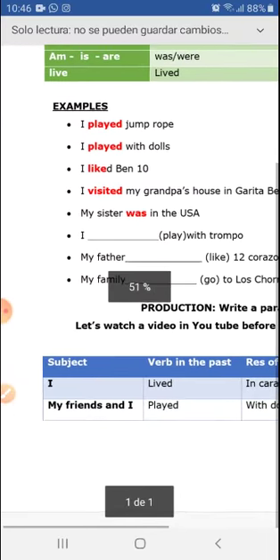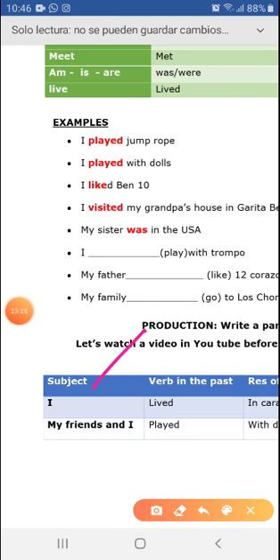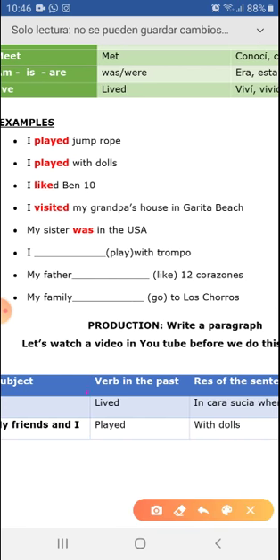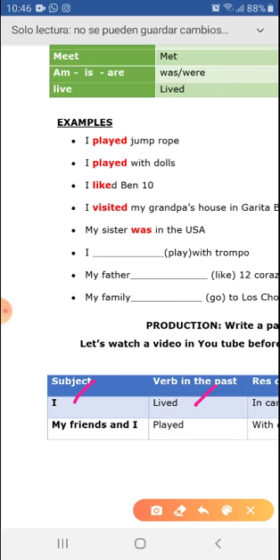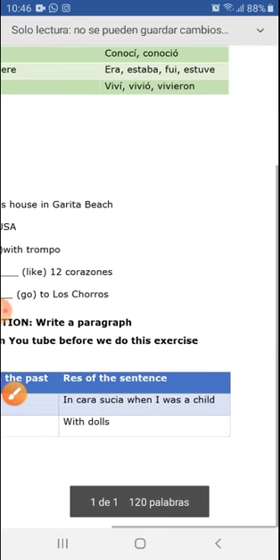Here is the tutorial, how to write a sentence in the past. First, the subject or the pronoun, yes? The subject can be I, you, he, she, it, my mom, my sister, my father, my friends, yes? First, the subject, el sujeto, yes? Or the pronoun. Then, verb in the past, el verbo en el pasado, yes? For example, I, the subject, lived, okay? I lived in Carasucia when I was a child.